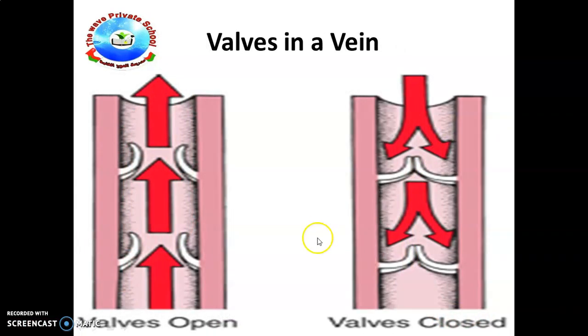So let's move on to the valves in a vein. Here the valves are open, that's why the blood is moving slowly and smoothly here. And here the valves are closed. So the blood which is entering the vein is stuck here, it cannot move freely through the valves because they are closed. Veins have valves in them to stop the blood flowing backward. Valves are not needed in the arteries because the force of the heartbeat keeps blood moving forwards through them.